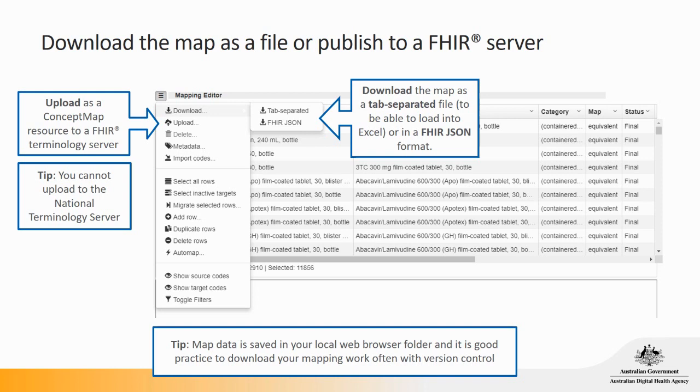Also, if you use the same browser on a different computer, you won't see your map. And likewise, if you open Snapper from a different browser on the same computer, you won't see those maps. So you need to download to transfer the maps. From the Mapping Editor menu, you can download as a tab-separated file, which you can work with separately in Excel if necessary. Or, since it is a concept map, you can save it in a FHIR JSON format.